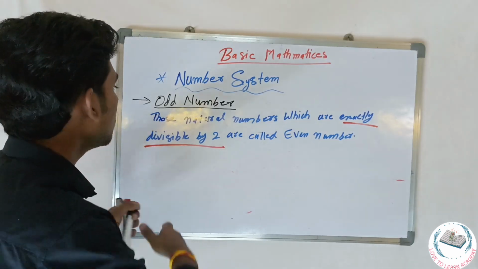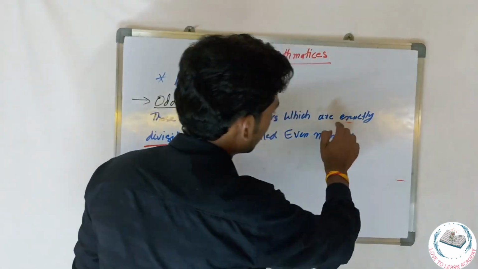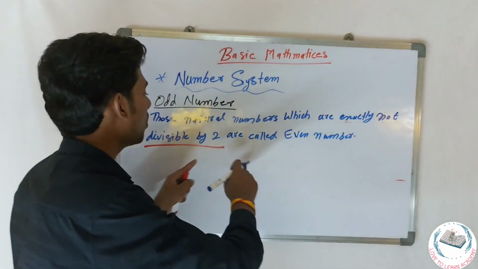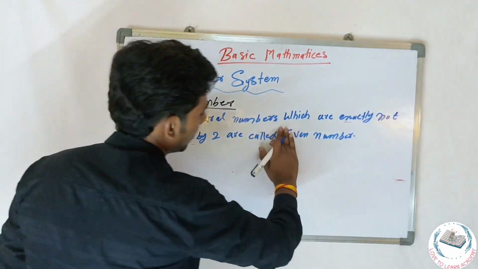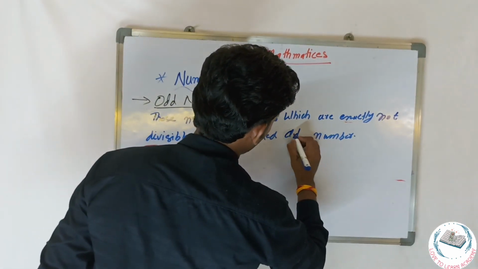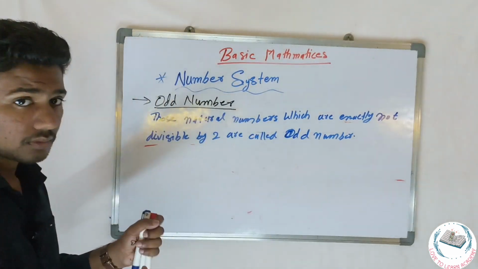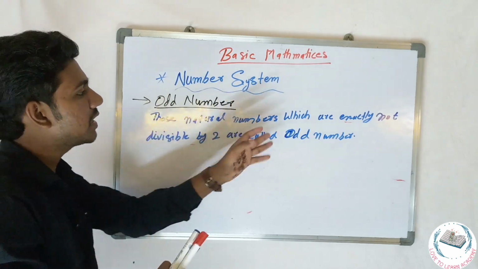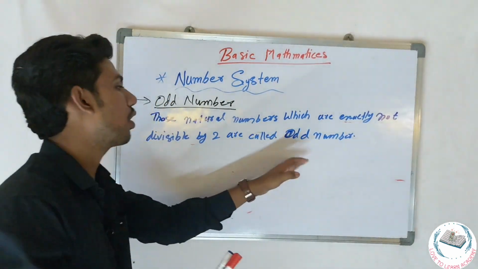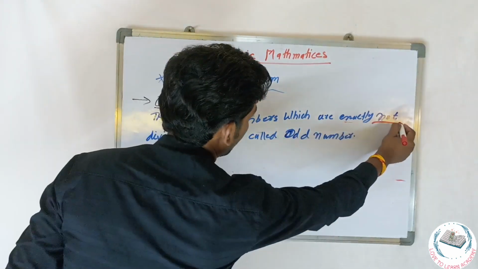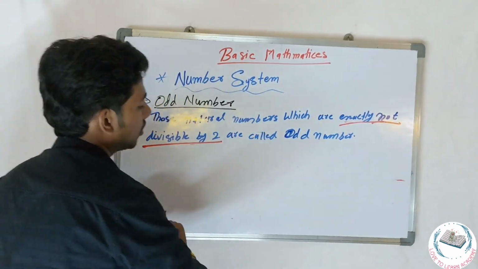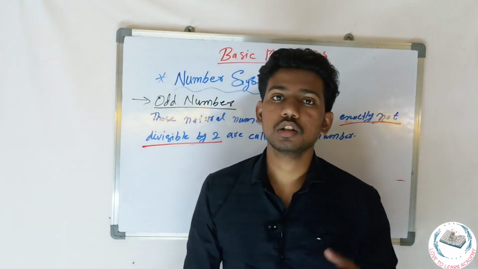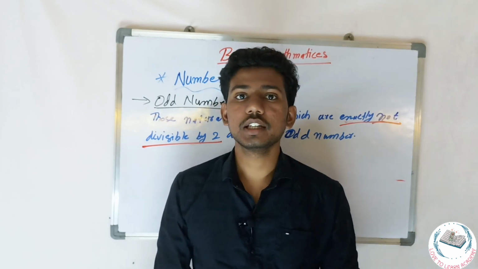When you see the odd number, those natural numbers which are exactly not, I can write here not, divisible by 2 are called odd numbers. Let's understand what an odd number is. Those natural numbers which are exactly not divisible by 2 are called odd numbers. Remember this, exactly not divisible by 2. In simple way, the number which is not divisible by 2 is known as an odd number. The number which is divisible by 2 is an even number.